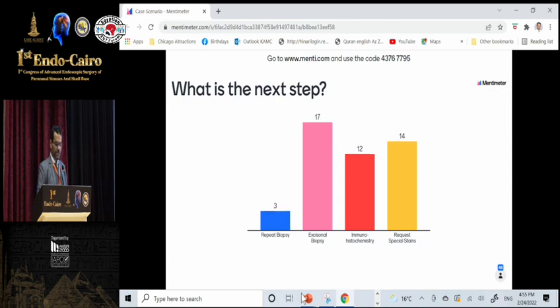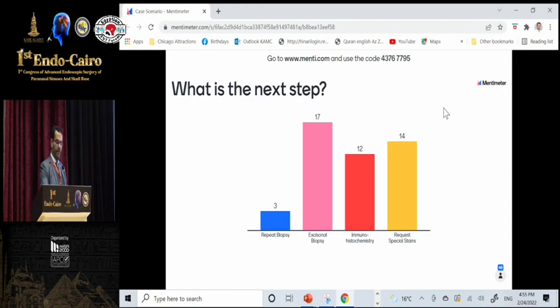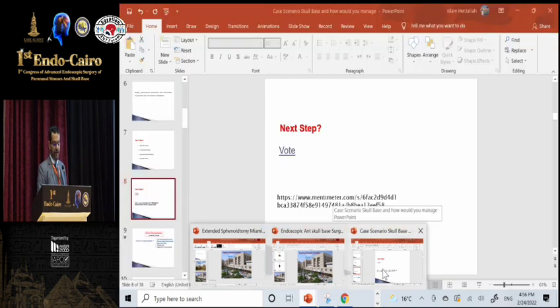Let's go to the presentation again. But maybe the highest one is for excisional biopsy, which is kind of interesting. Everybody is excited about the approaches, maybe, and wants to go after this mess and get really the appropriate diagnosis. Let's see.